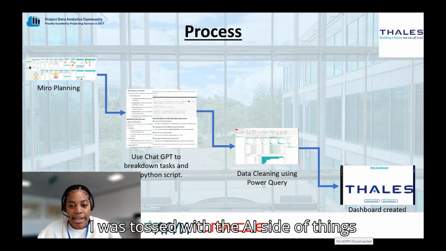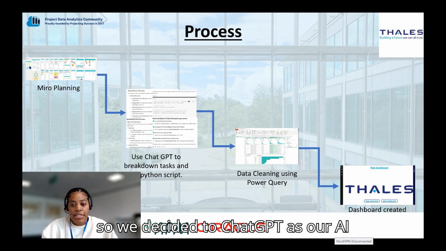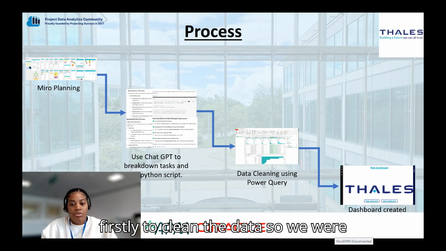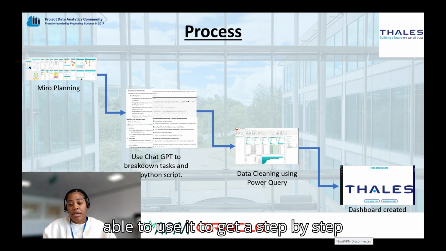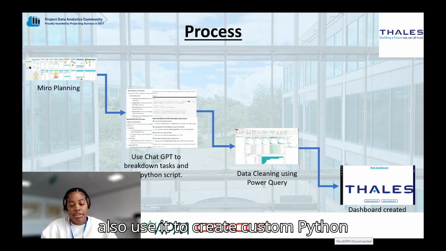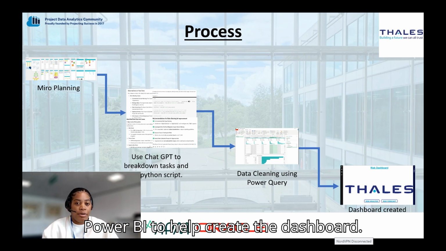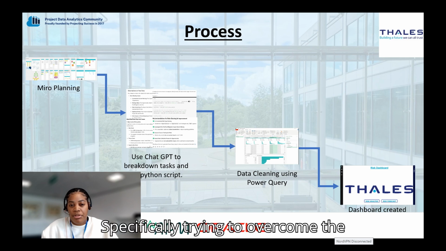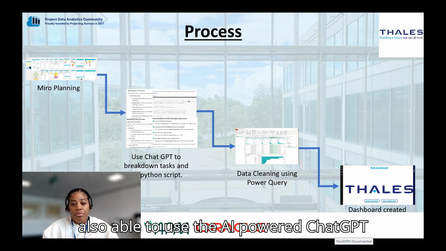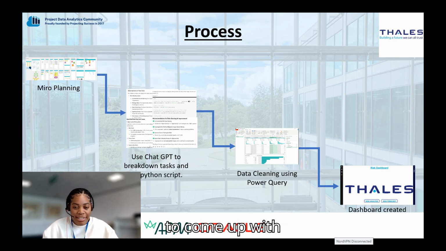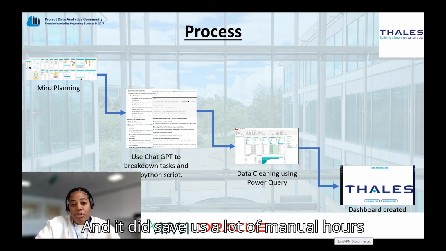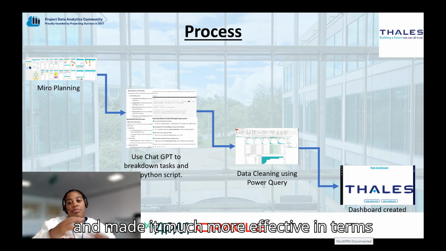I was tasked with the AI side of things, so we decided to use ChatGPT as our AI-powered assistant. We were able to use AI firstly to clean the data, to get a step-by-step process for Power Query, and also to create custom Python and DAX scripts that we use in Power BI to help create the dashboard, specifically trying to overcome the challenge of creating a heat map. We were also able to use ChatGPT to come up with solutions for our presentation, and it saved us a lot of manual hours and made it much more effective in bringing everything together.